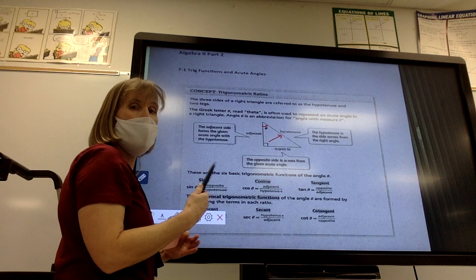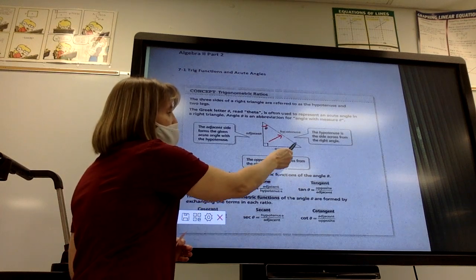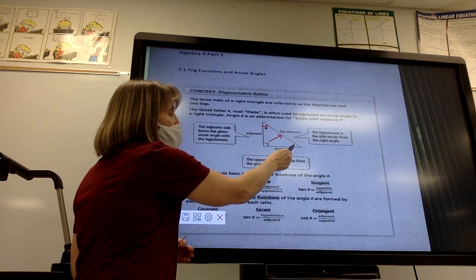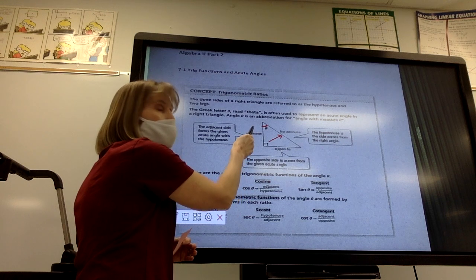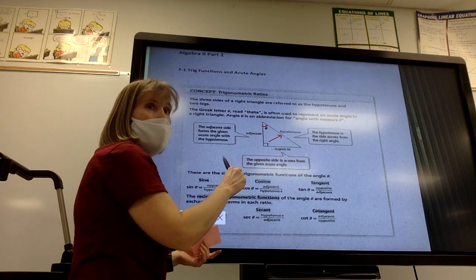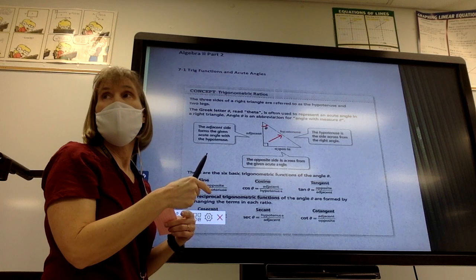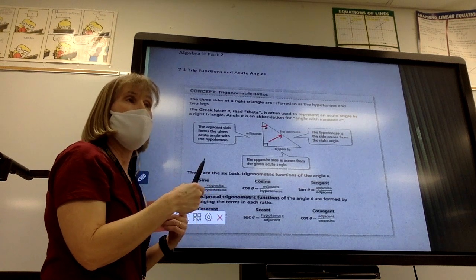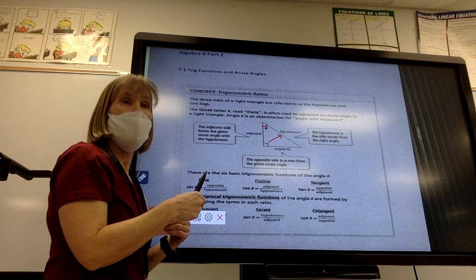Now when the angle changes, so if I were to move this angle down here, then this would become the opposite leg, and this would become the adjacent leg. So those two legs change depending on the problem and which angle we've designated you to use.